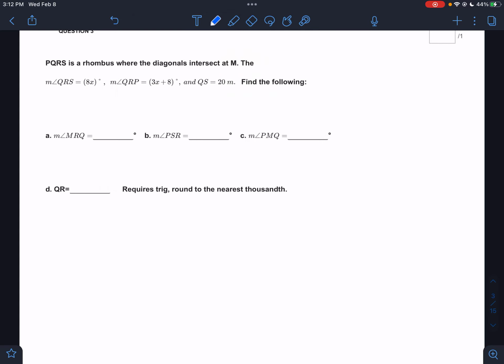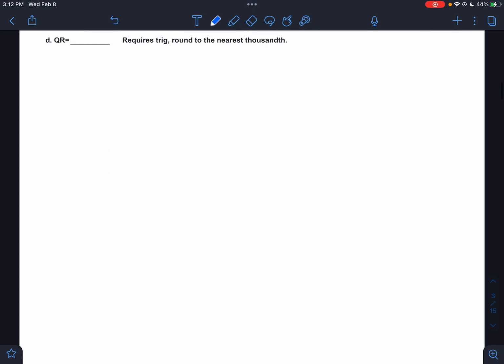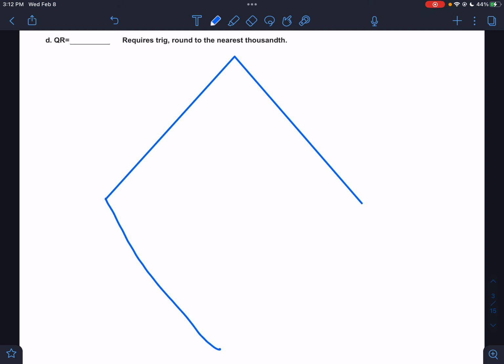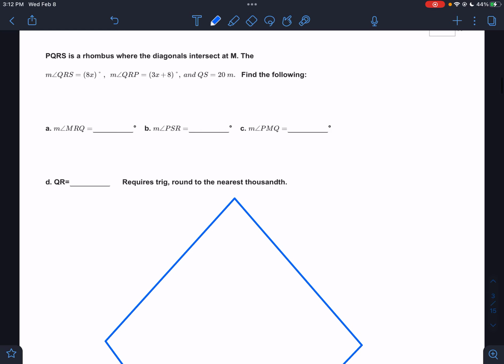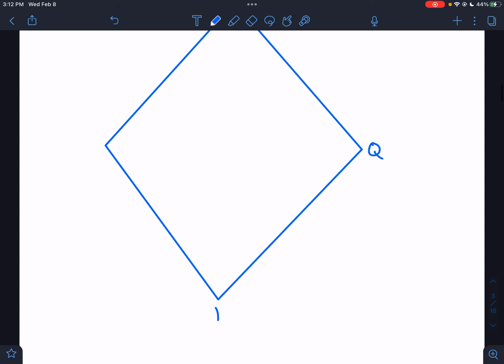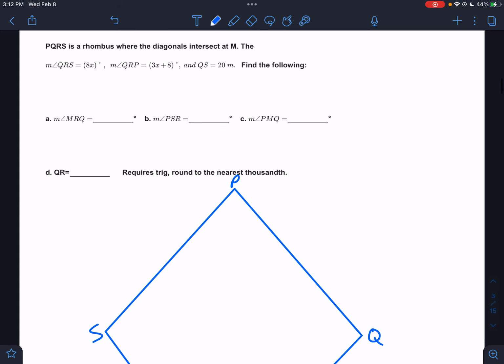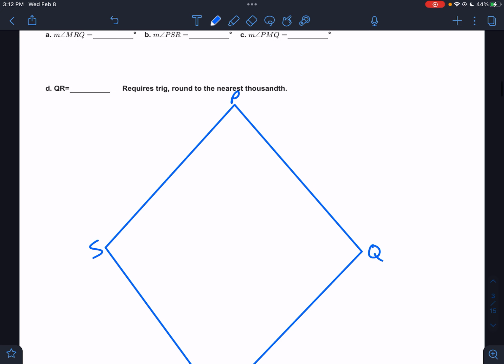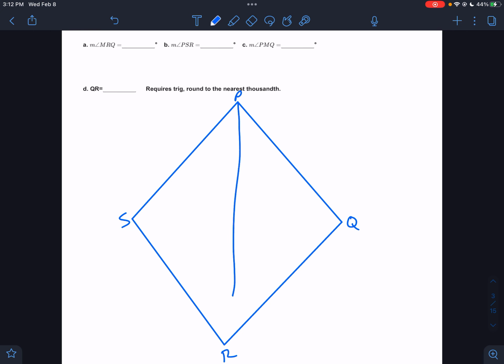Here we have a rhombus called PQRS. And it's not going to be perfect. Never mind, that's pretty good. So we got a rhombus called PQRS. And they intersect at M. So I'm going to draw the diagonals. The diagonals will tell us just how close we were. You think we got it? Oh, pretty good, actually.